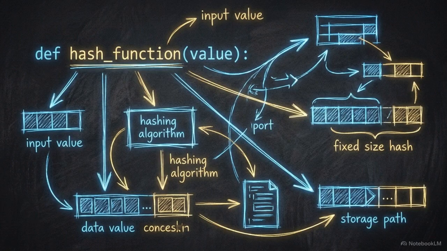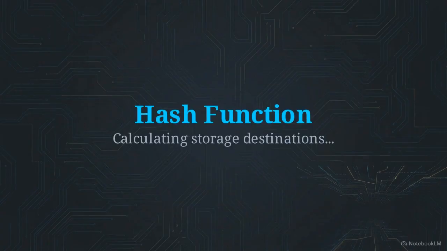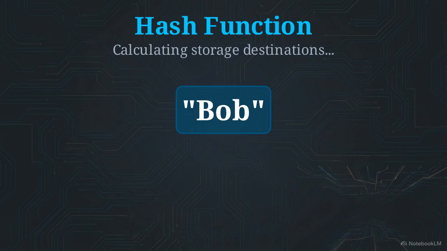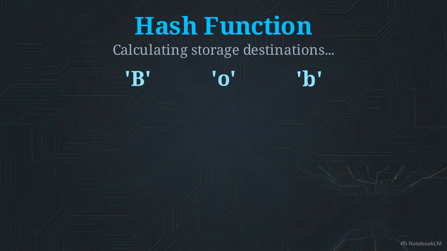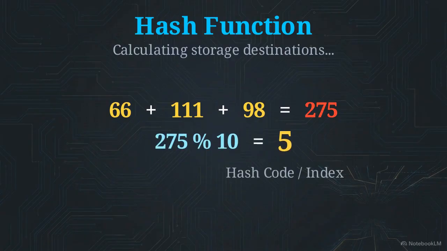Our first step is coding the hash function. This function performs the calculation that determines where each piece of data will be stored. To store the name Bob, our function looks up the Unicode numbers for each character, 66, 111, and 98. We add these for a sum of 275. We divide that sum by 10. The remainder, 5, becomes our hash code, acting as our storage index.